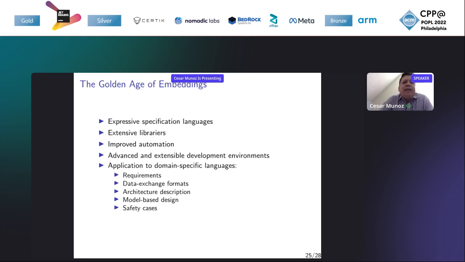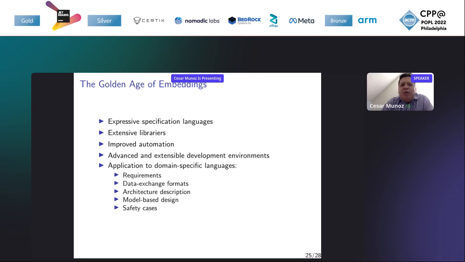Let me say something, and it is that I think that we are in the golden age of embedding. It's not only in PVS, but absolutely everywhere I see there are embeddings, in programming, in verification systems, and this is a very good direction in my opinion. Why are we in the golden age of embeddings? Because the specification languages that we use in proof assistants are very expressive, because now we have the extensive libraries that we didn't have before, because now we have improved automation that we can use in these embeddings in order to take advantage of that.